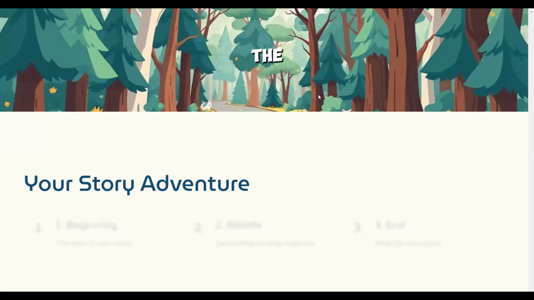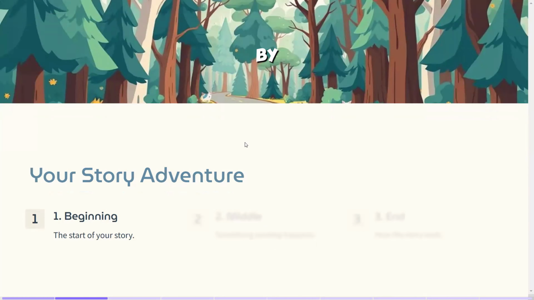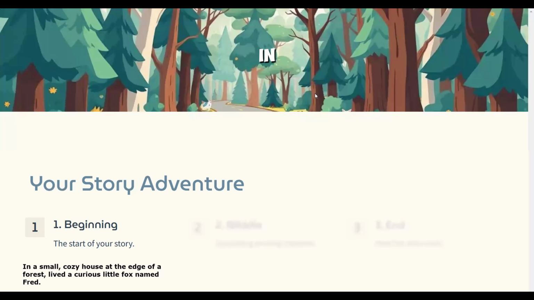Step 1 is the beginning part of your story. Start by telling where your story happens. Then, add who is in your story, characters who are taking part in your story. For example, in a small, cozy house at the edge of a forest lived a curious little fox named Fred. Now you have introduced the setting, which is a small, cozy house at the edge of a forest, and you have also introduced the character, who is a curious little fox named Fred.